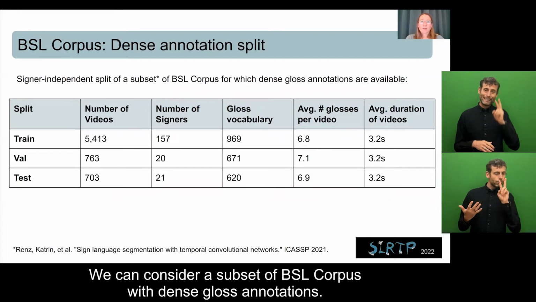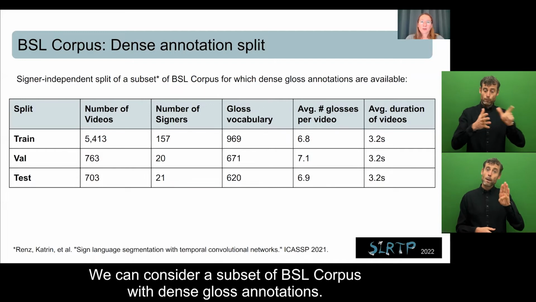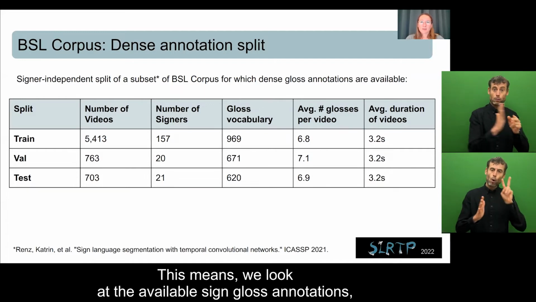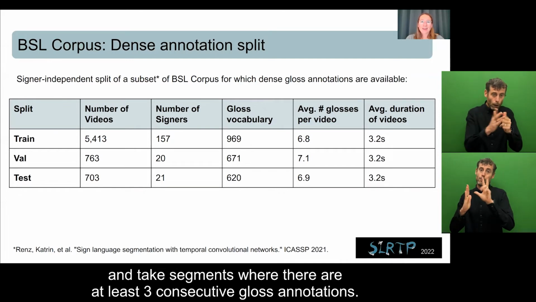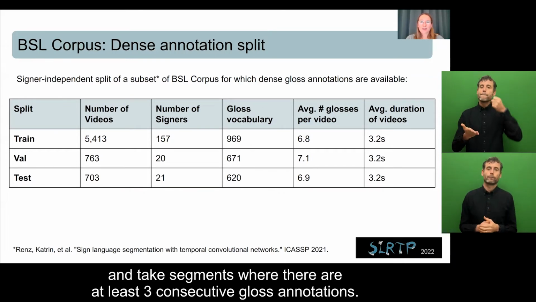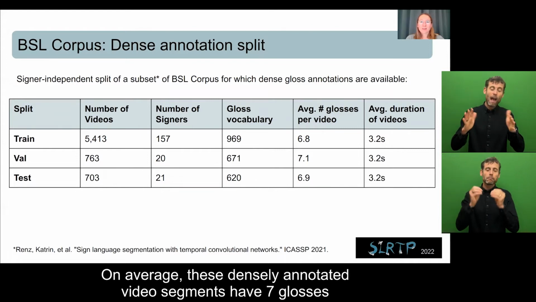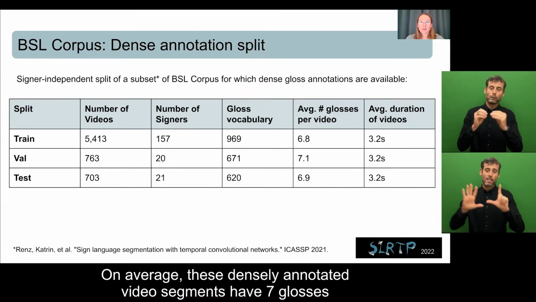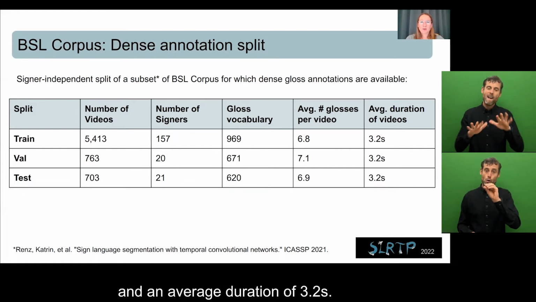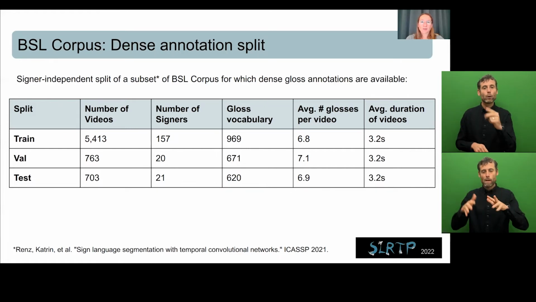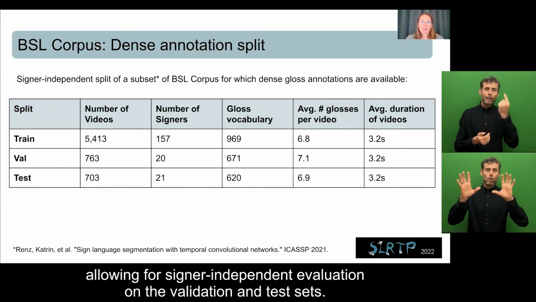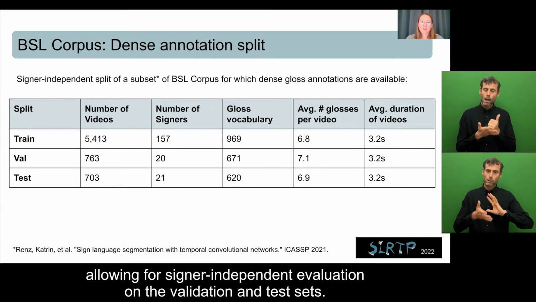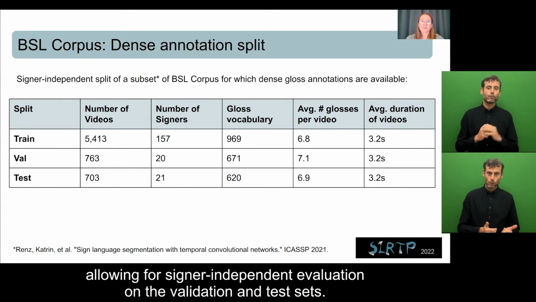We can consider a subset of BSL corpus with dense gloss annotations. This means we look at the available sign gloss annotations and take segments where there are at least 3 consecutive gloss annotations. On average, these densely annotated video segments have 7 glosses and an average duration of 3.2 seconds. These segments are then split by signer, allowing for signer-independent evaluation on the validation and test sets.